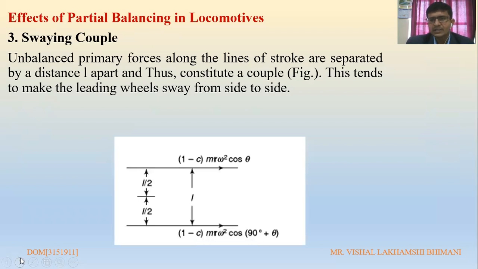The third effect we can see is the swaying couple. Unbalanced primary forces along the lines of stroke are separated by a distance, here a distance L apart, and thus constitute a couple as shown in the diagram. Here we have (1 - c) m r omega square cos (90 + theta), and here (1 - c) m r omega square cos theta, and the distance is L. So half the distance, if you consider, is L by 2. This tends to make the leading wheels sway from side to side.